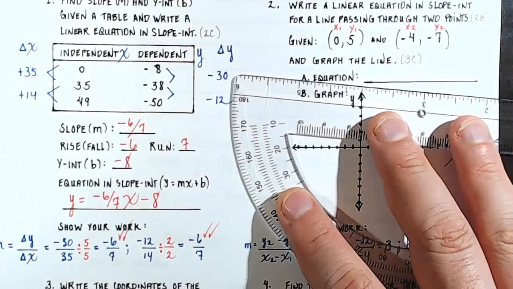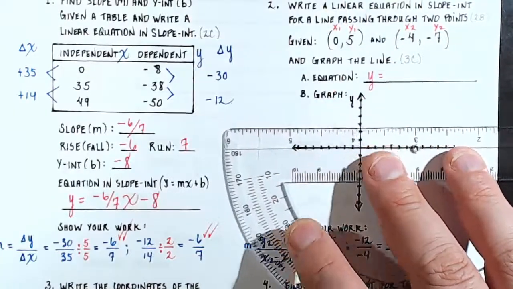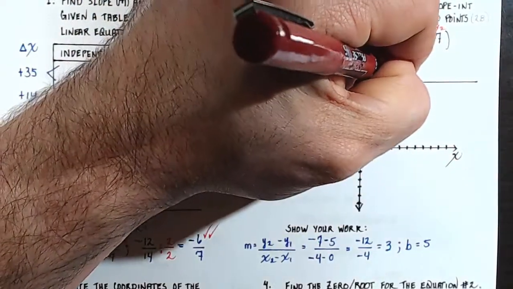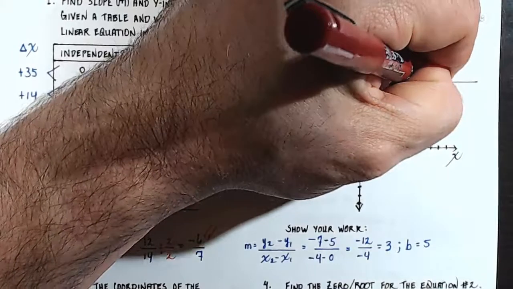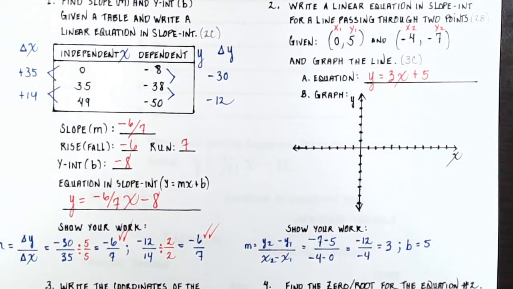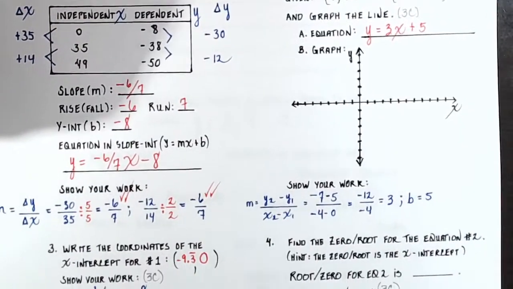Let's go up here and write this equation. Y equals, remember we need mx plus b. M is 3, x plus b, which is 5. So there's the equation. And now we can graph this equation. I want to do one other thing before we graph it. Number 4 is going to ask us to find the x-intercept as well.